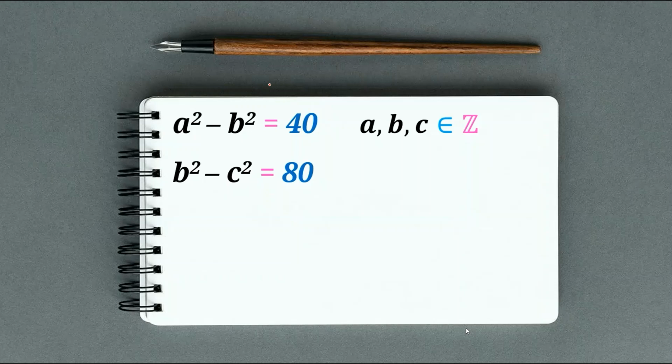a squared minus b squared equal to 40. b squared minus c squared equal to 80. And we know a, b, c are integers. We want to find all possible values of a and b.